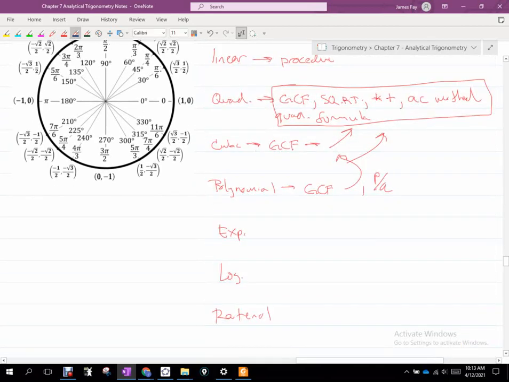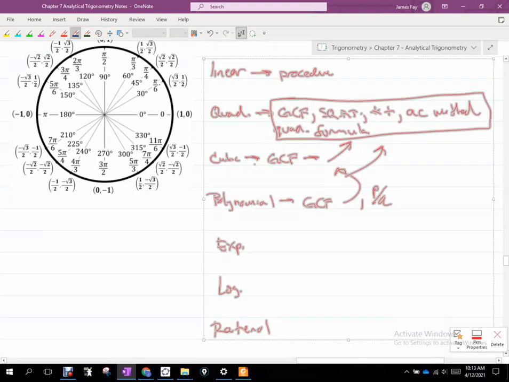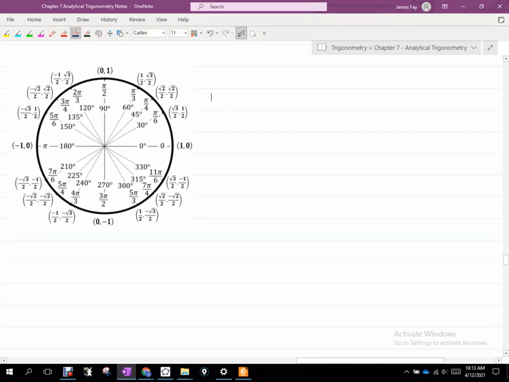But again, if I just gave you questions that were always quadratic in nature after we do substitution, you're going to get good at those, but you're not going to get good at the other ones. So I'm trying to show you as many different styles as possible so you have multiple techniques and tools at your disposal. So the first one I want to show you is tangent squared.